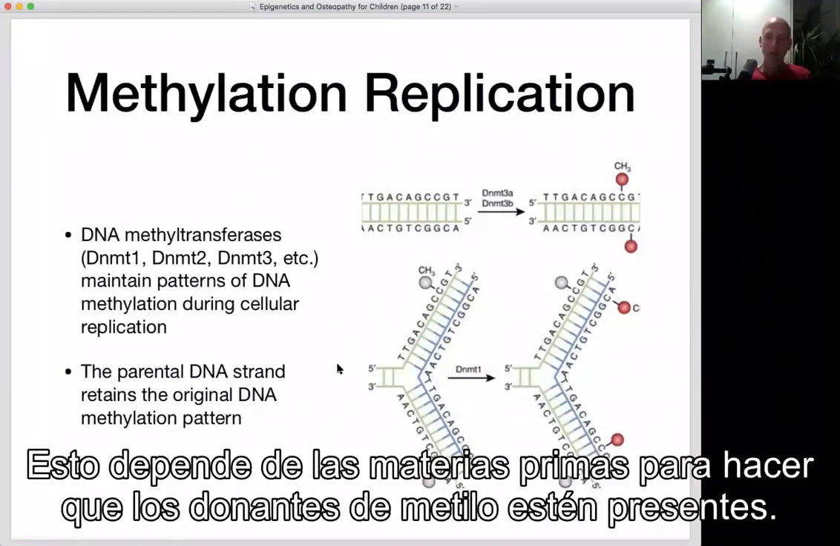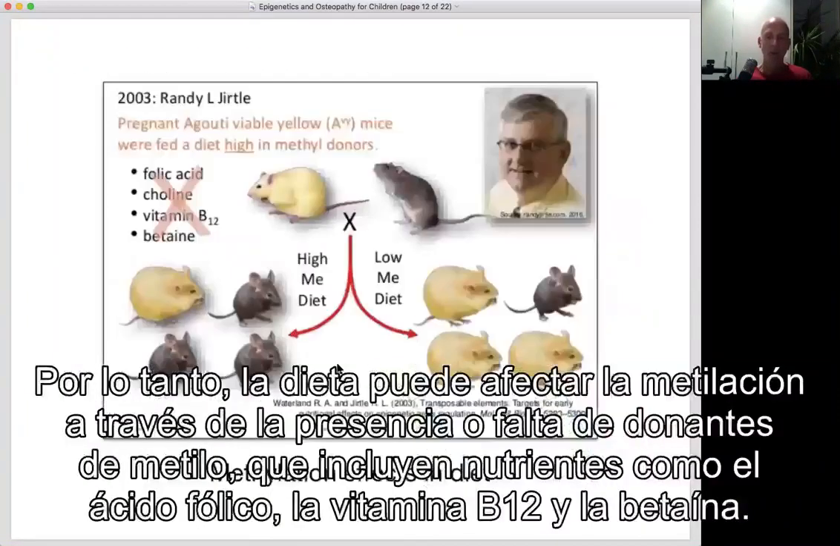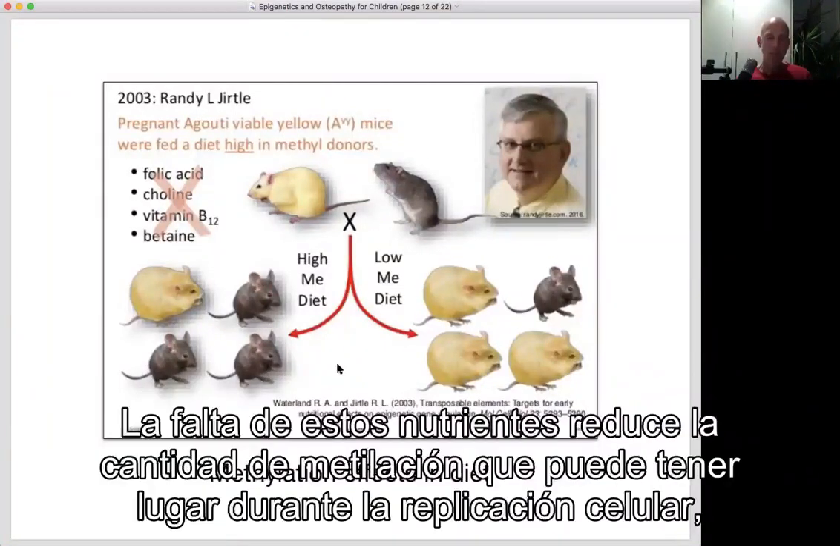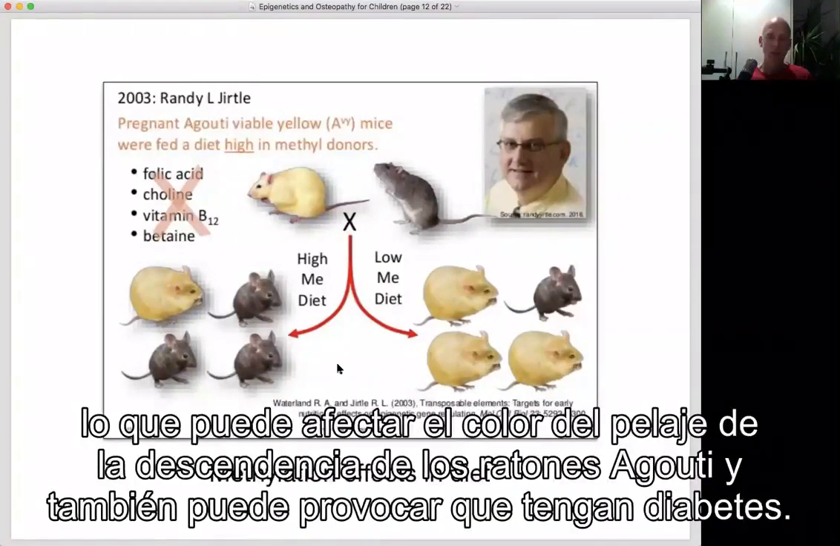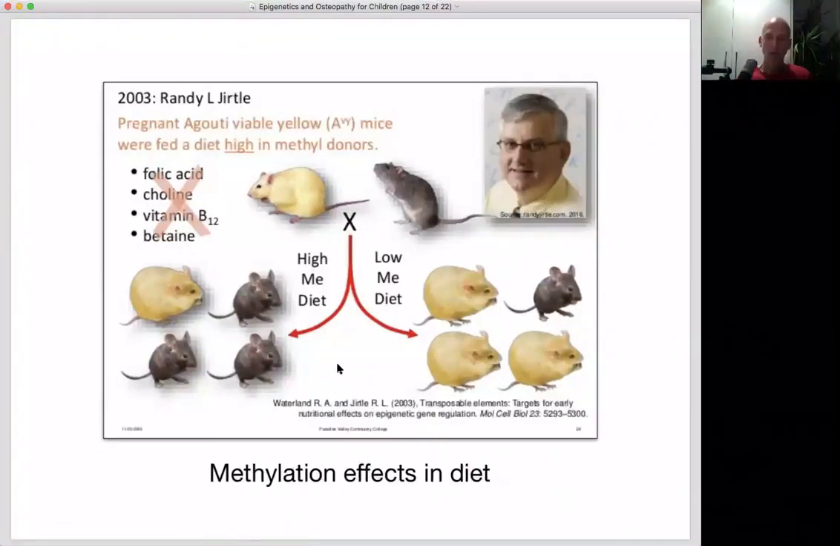This is dependent on the raw materials for making the methyl donors being present. Therefore, diet can affect methylation through the presence or lack of methyl donors, which include nutrients such as folic acid, vitamin B12, and betaine. Lack of these nutrients reduces the amount of methylation that can take place during cellular replication, which can affect the coat color of the offspring of agouti mice, and can also result in them having diabetes.